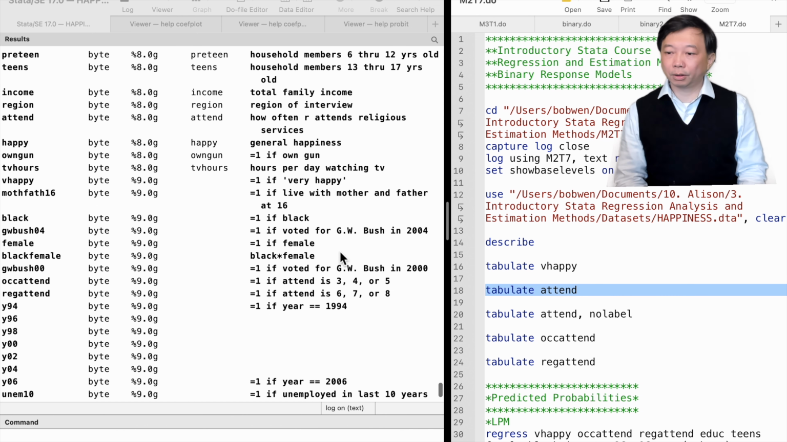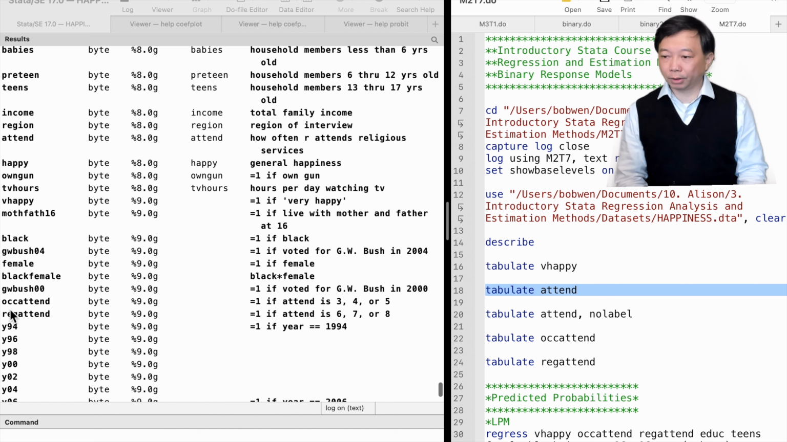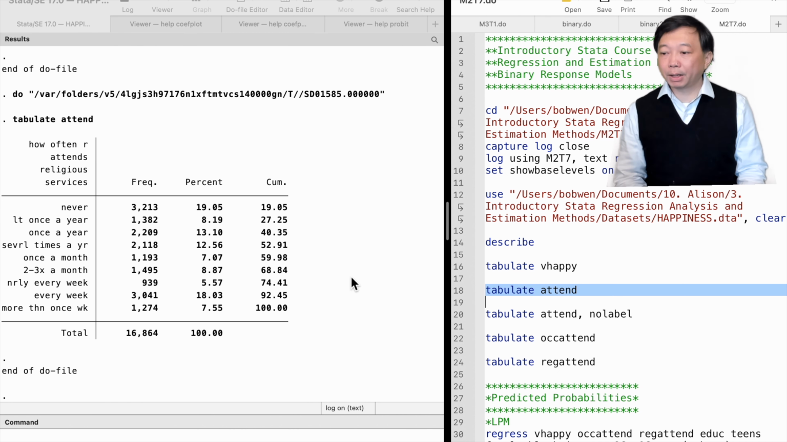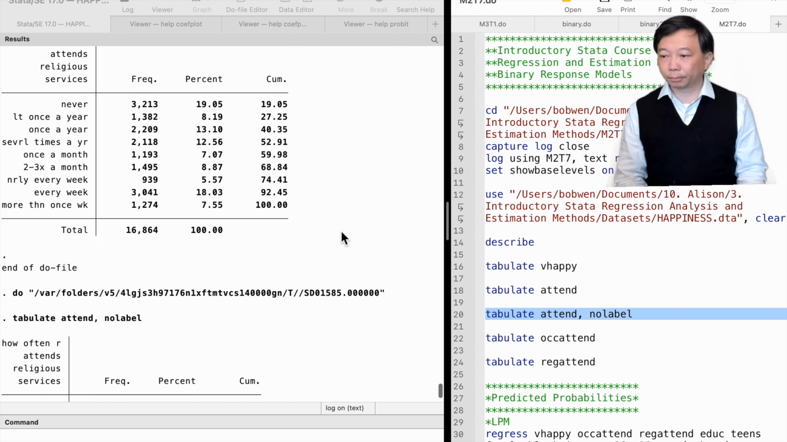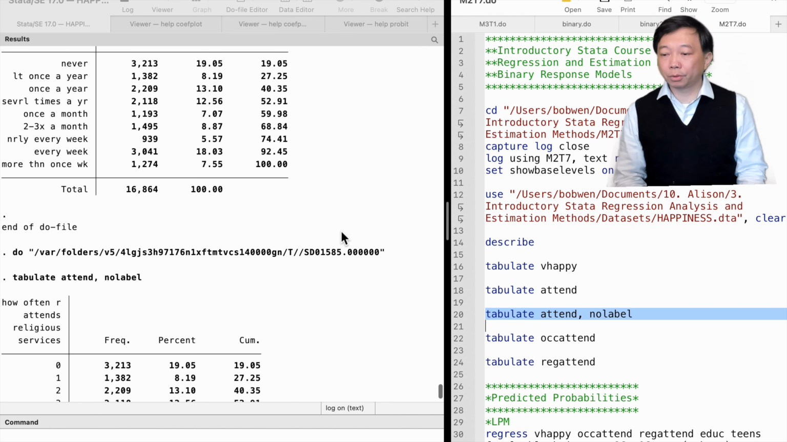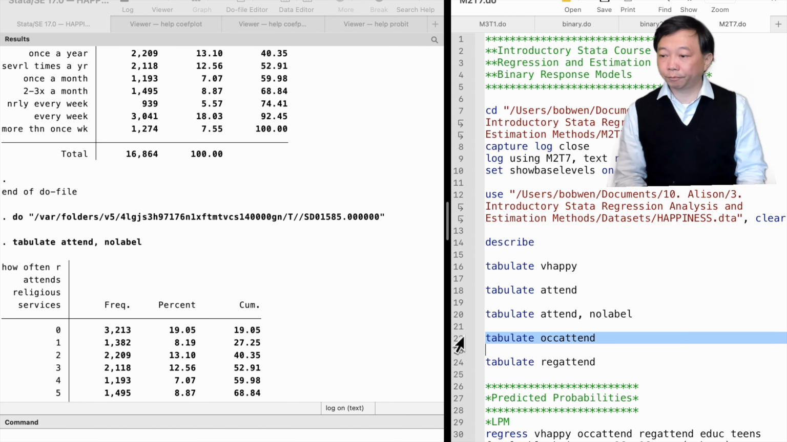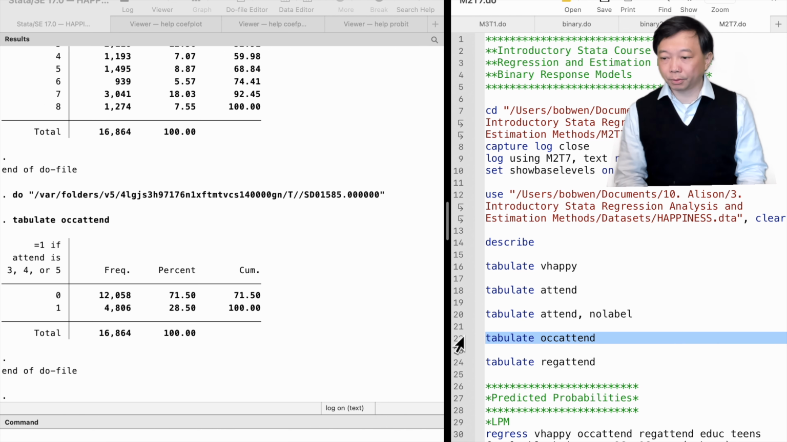We are interested in the effects of church attendance on happiness. The two dummy variables, occattend and regattend, indicate whether the person goes to church occasionally or regularly. They are constructed based on the categorical variable attend. The base group is those who never go to church or go to church once a year. We add these two dummy variables to the model to find the effects of church attendance on happiness.